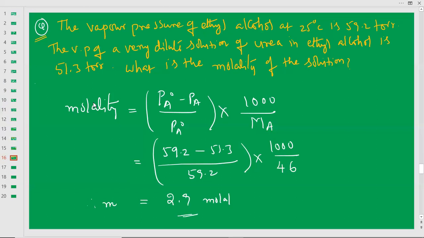So this formula is the shortcut method only. Otherwise, you have to go according to Raoult's law, the molality formula and all these things. So this formula you have to remember for competitive examinations. You can even use it in the board exam for a 2 marks problem. Next.